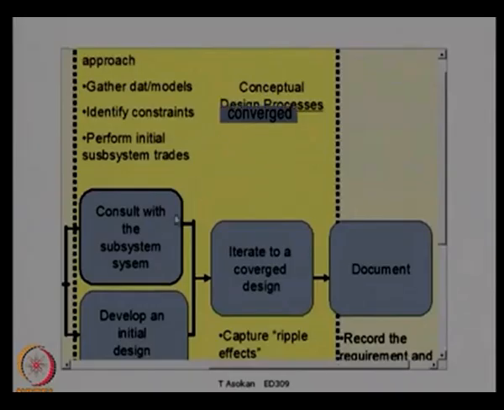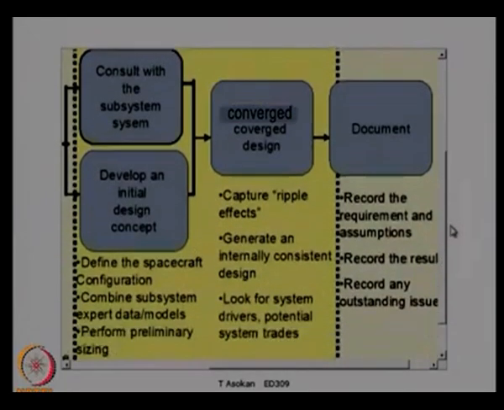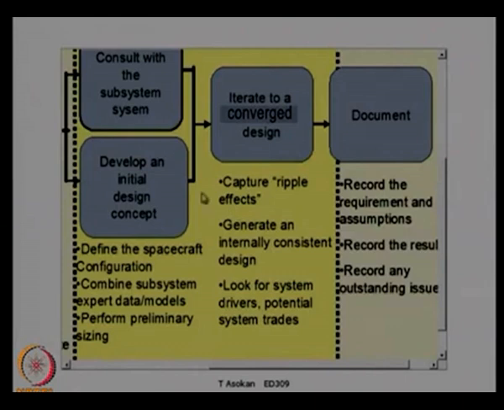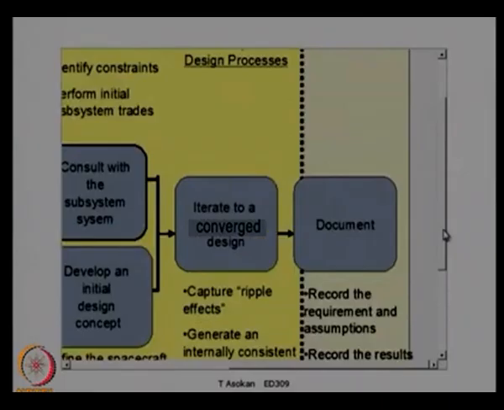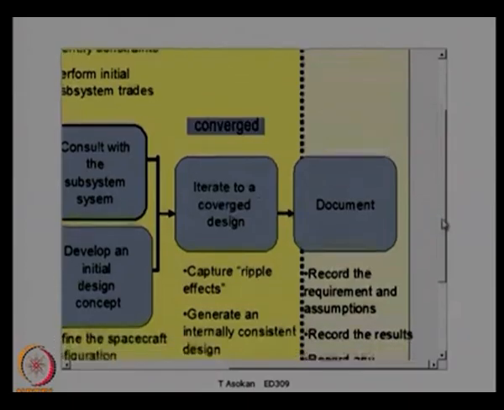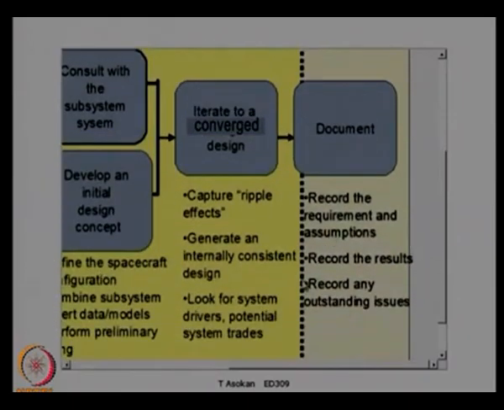So we have a converged design after many iterations of concepts, where we capture the ripple effects of having multiple iterations, generate an internally consistent design, and look for system drivers and potential system trade-offs. So what are the drivers for this particular system design, and what are the potential trade-offs you need to have to define this system. And once this design process is completed, we will document the whole design process, where the requirements and assumptions are documented, the results of the design concept development are recorded, and then record any other outstanding issues.